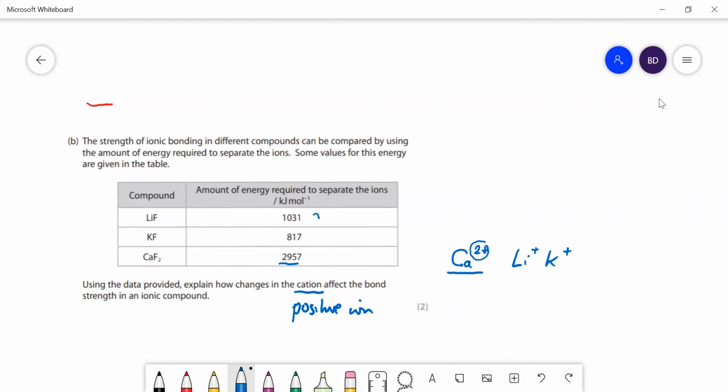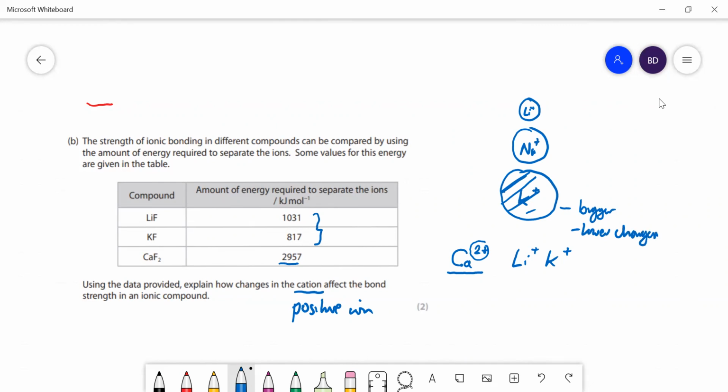Now we need to explain the difference between lithium and potassium. Well, if we think about the size of these ions, you're going down group 1, so lithium is going to be the smallest, and then sodium's not mentioned, but that will be the next one down, and potassium is going to be bigger still. So you can see as the positive ion gets bigger, its charge density is less great. So you've got the same positive charge but spread over a much larger volume. Okay, so it's lower charge density. And that means the attraction for the negative fluoride ion is going to be weaker.